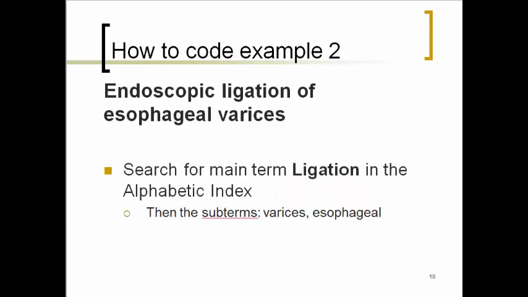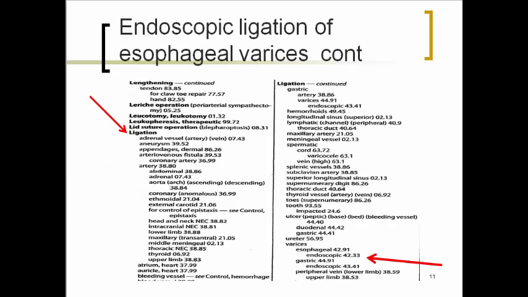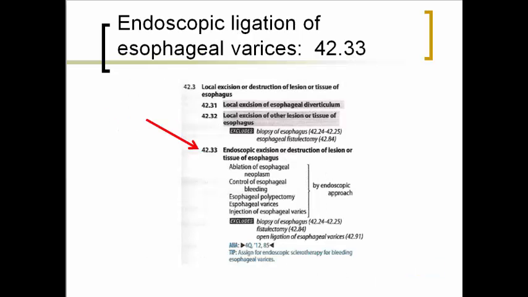How about endoscopic ligation of esophageal varices? So the first thing we're going to do is search for the main term ligation in the alphabetical index, and then the subterms varices and esophageal. And here's what it looks like in the alphabetical index. Again, pause if you need to and find this in your codebook as well. So you can see the code we're going to look for now will be 42.33 in the tabular index.